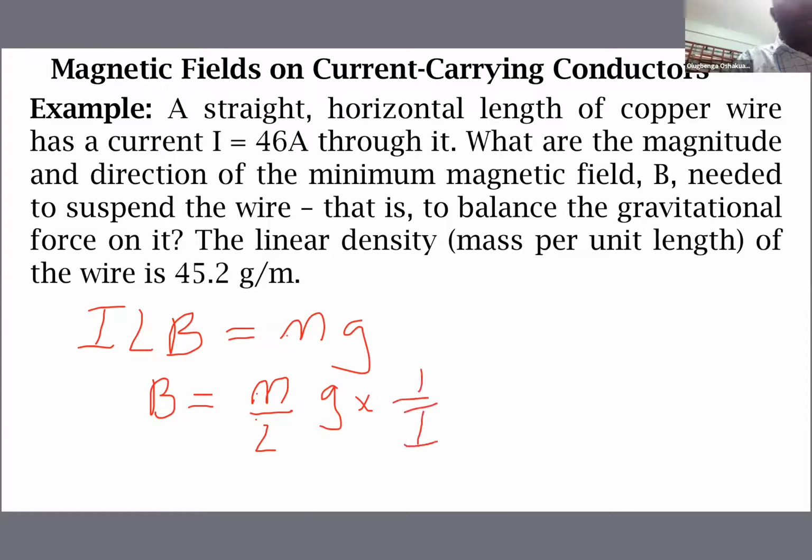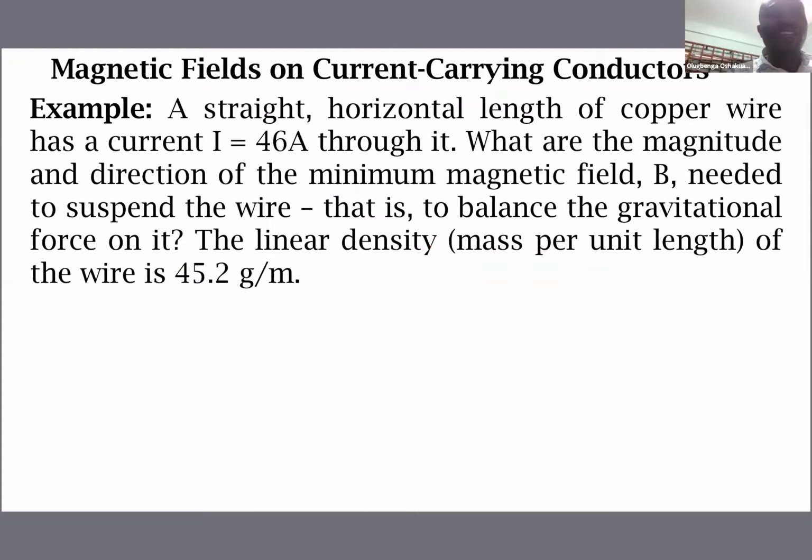So we know our M over L to be equal to 45.2 grams per meter. We convert it to kilogram per meter for SI units. We know our current to be 46 amperes, and we know G to be 9.8 meters per second squared, acceleration due to gravity. So with that, we obtain B. Some people are saying I should take it again in the chat box. Okay, let me try to see if I can take it again briefly.